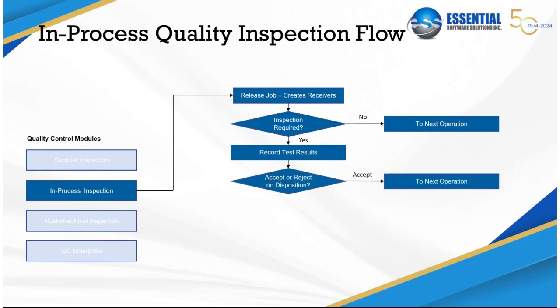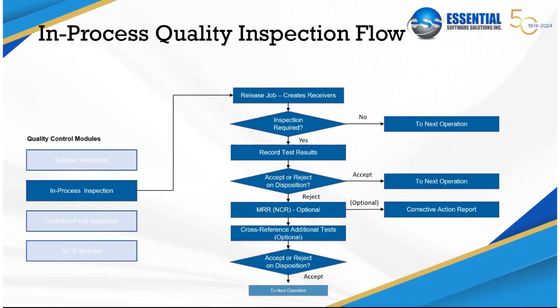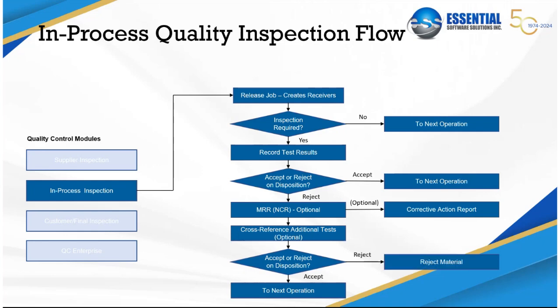We're going to either accept or reject that disposition. If we accept it, same thing, we move on to the next operation. If not, we can go through that MRR process again, maybe create a corrective action report if we'd like. We can cross-reference our tests, and then from there we have another question. If we accept it, it gets moved to the next operation, and if rejected, we can reject the material. We can essentially lower the job balance or scrap a quantity from the job if required.